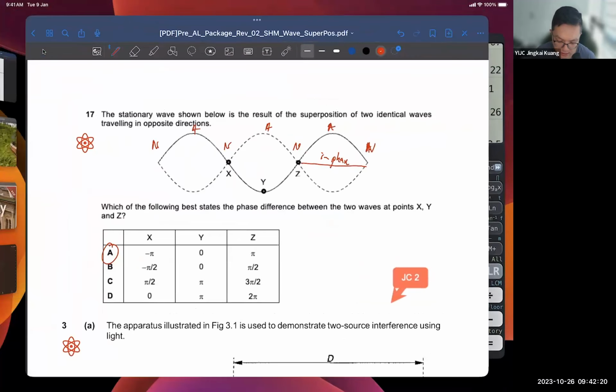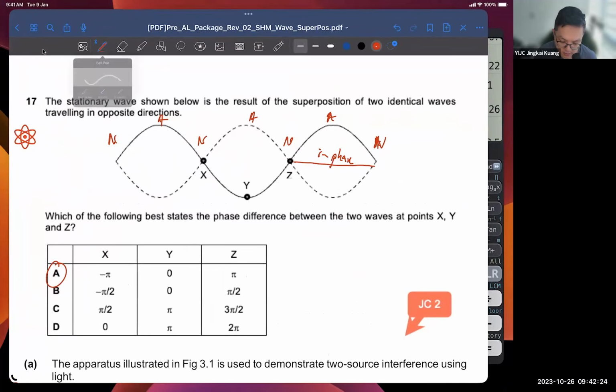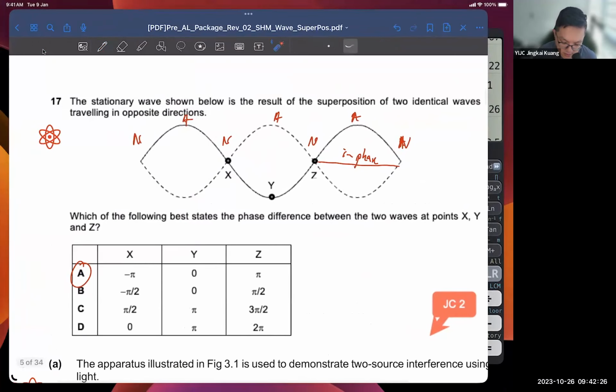Everywhere here is in phase with each other. So one is that.